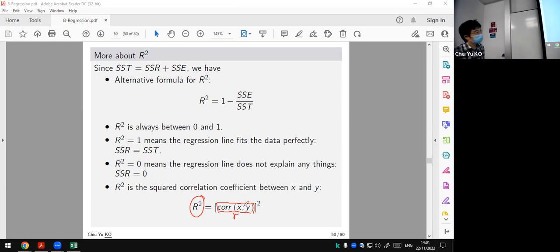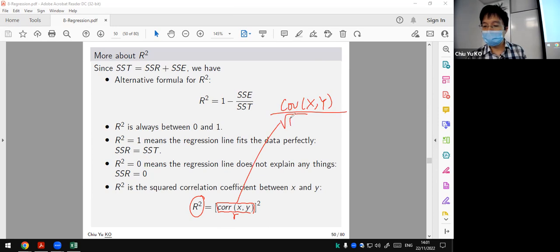What we learned is the one we learned in the covariance and correlation, right? Remember the correlation, right? It's covariance xy over the square root of variance x and variance y. Okay, so that is the covariance, and R-square. Is that okay?